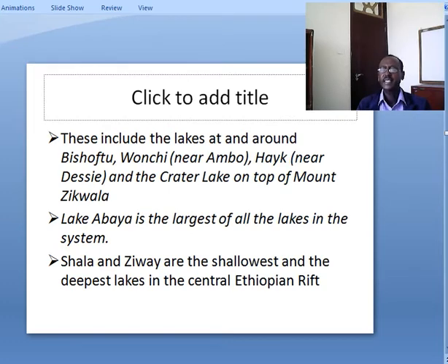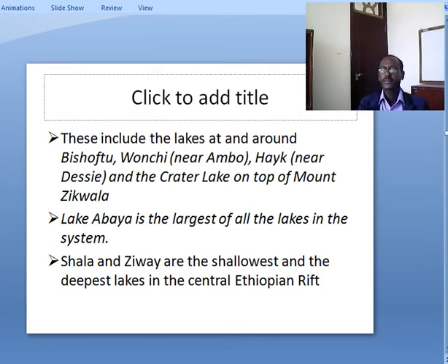A crater lake is a lake that has water, but that lake is the result of tectonic process. For example, in Mount Zukwala, because of volcanic eruption, a large caldera was formed, and when that caldera was filled up with rainwater, it formed a lake, and this lake is said to be a crater lake.